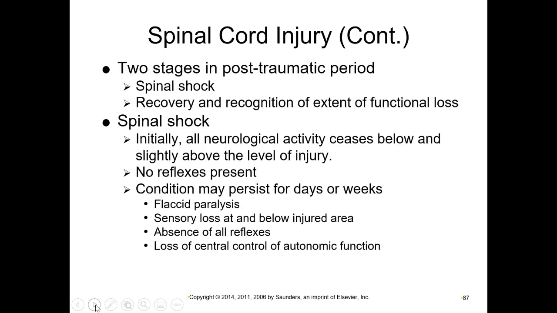Okay, the spinal cord injuries, we're continuing here. Two stages in the post-traumatic period: spinal shock, and recovery and recognition of the extent of functional loss. Spinal shock initially is where everything ceases below the injury, and even slightly above, just a little bit. There aren't any reflexes. It can persist for days or weeks. Flaccid paralysis. This was on those slides that you saw just now. Sensory loss, absence of reflexes, loss of central control of autonomic function. All of these things with spinal shock.